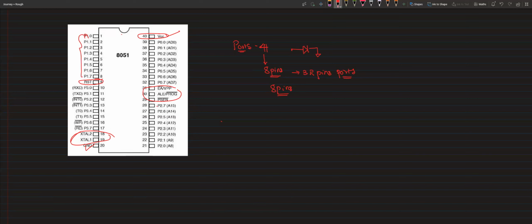In that, port 3 is a dual function port. You can see it also has other functionality: it is used for UART, RXD and TXD, for communication purposes. There are interrupts, like P3.2 and P3.3 used for interrupts, and T0 and T1 used for timers. In the same way, port 2 is also used for the address for the external memory interface, and P0 is also used as an address.